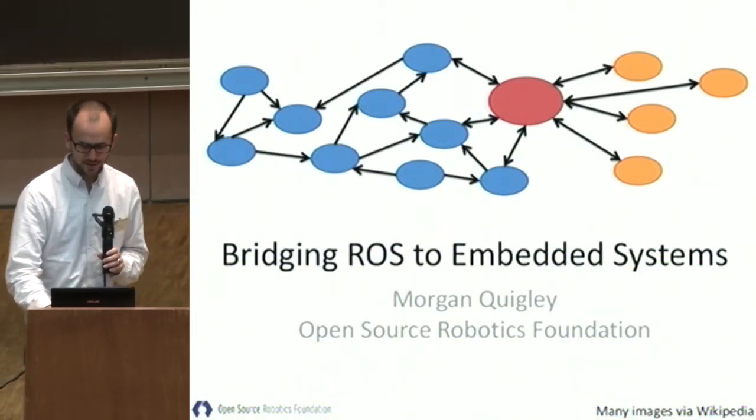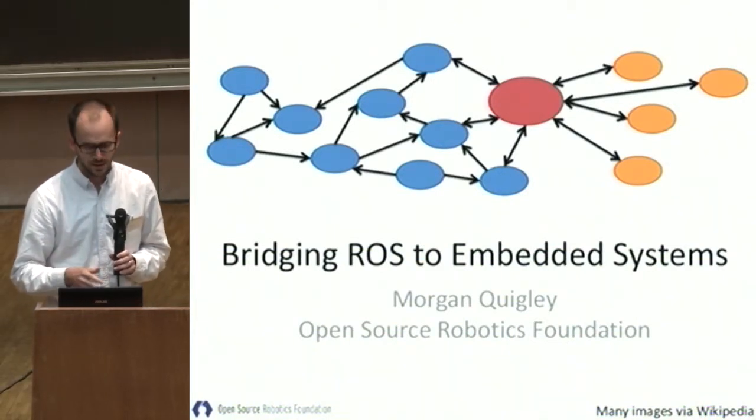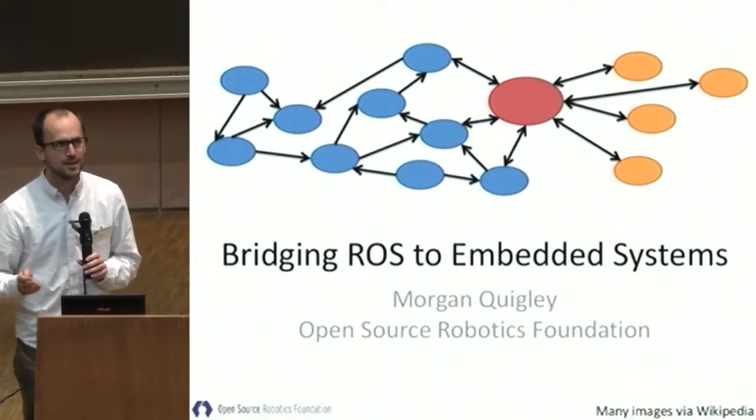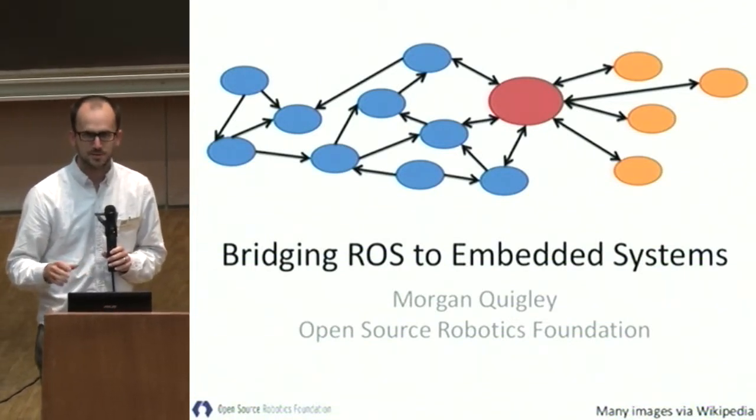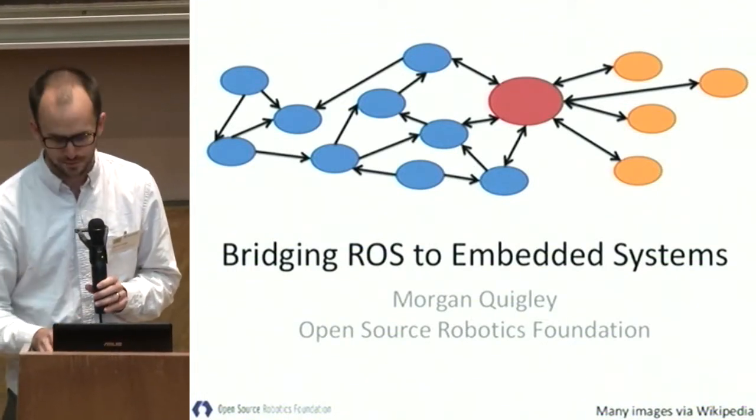So this talk, again, is about bridging ROS to embedded systems. So we just heard the talk on micro ROS node. There'll be a talk after me about ROS-C. So this talk will take a different perspective. Instead of describing one approach in particular, I'm going to try to make a survey of the breadth of approaches that are out there.